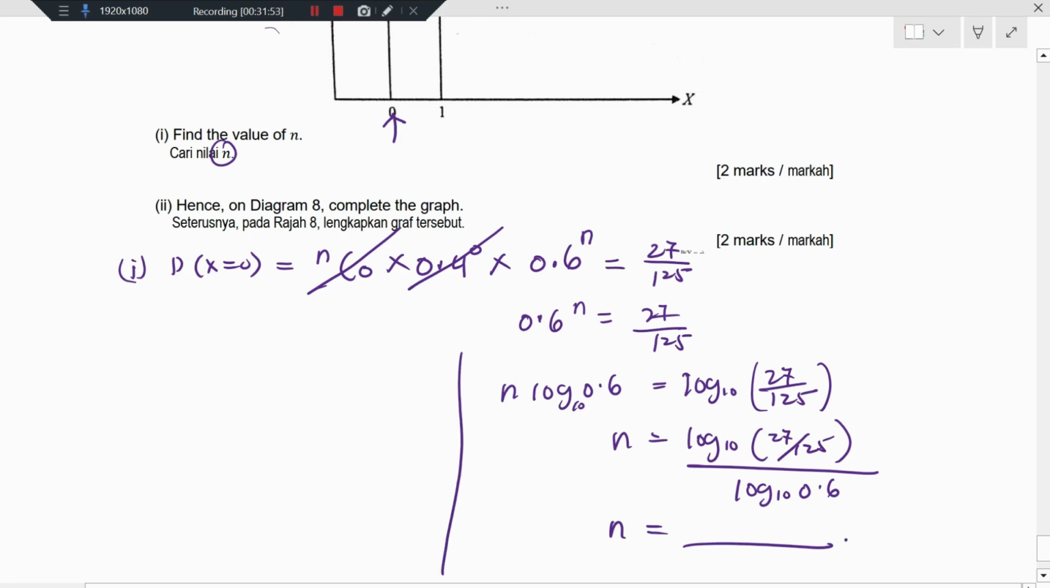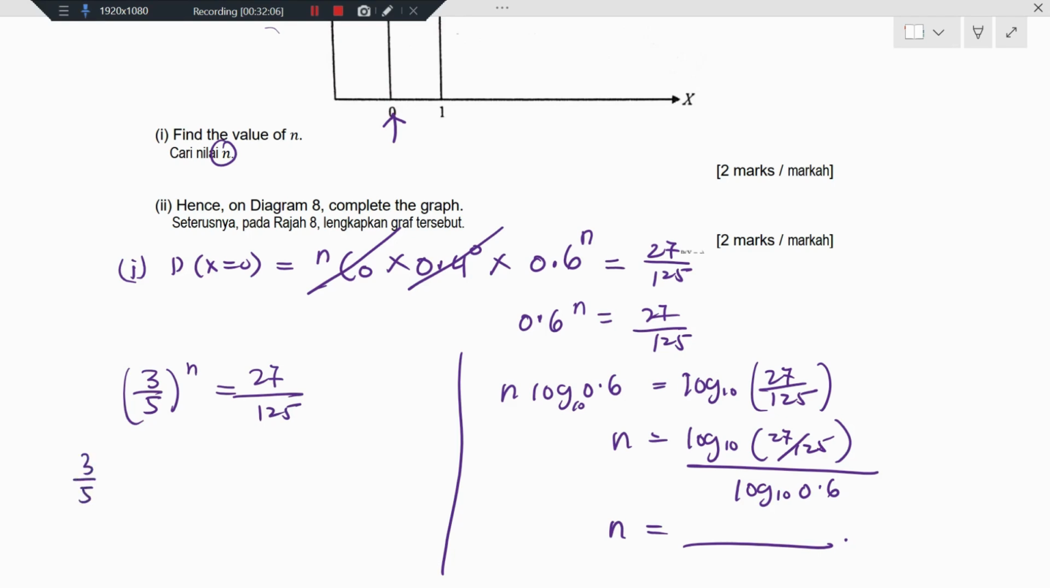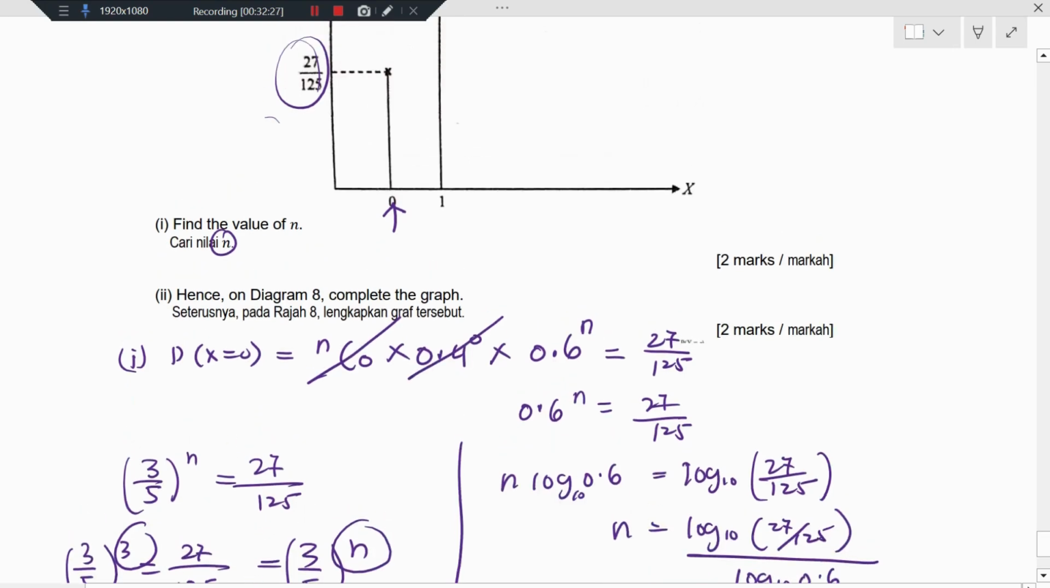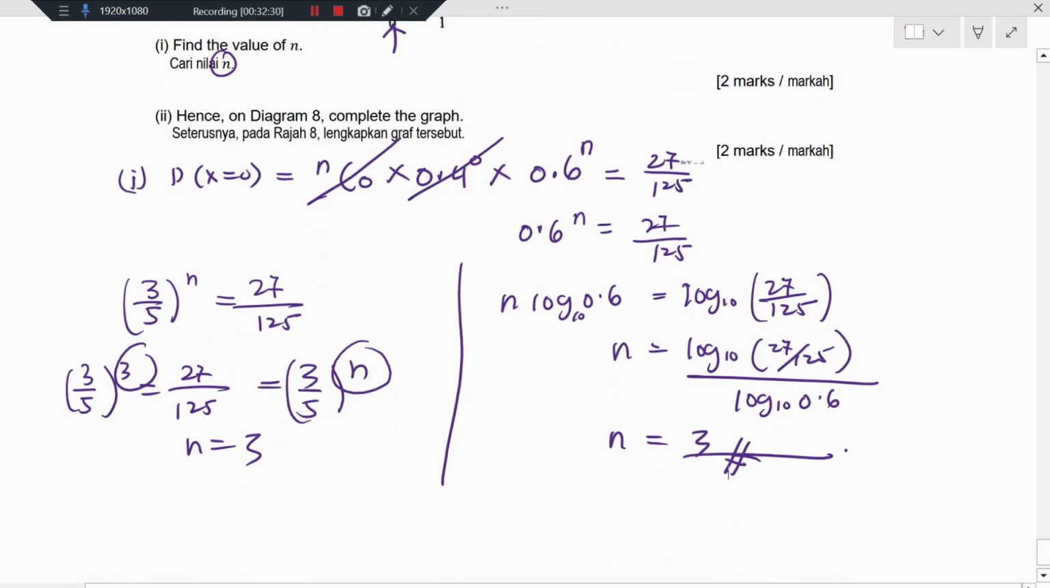By the way, if you want to do it with indices, you also can. 0.6 actually is 3 over 5, power n is equals to 27 over 125. Note that 3 over 5 power 3 is equals to 27 over 125. Correct? 3 power 3 is 27, 5 power 3 is 125. So this is equals to 3 over 5 power n. Comparing, n is equals to 3. So you can use indices or log. And complete the graph. So the n is 3, right?